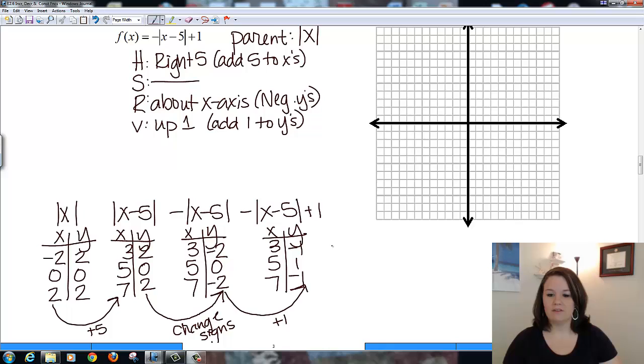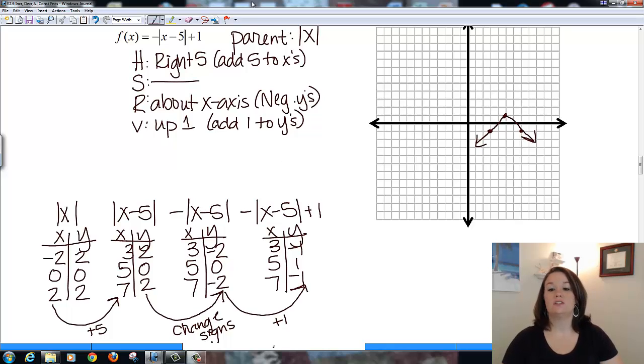So I'm going to go ahead and graph my function. Hopefully I end up with a nice V. Over at 3, I'm down at negative 1. At 5, I'm up at positive 1, and at 7, I'm back down at negative 1. So notice I did end up with my nice little V shape.